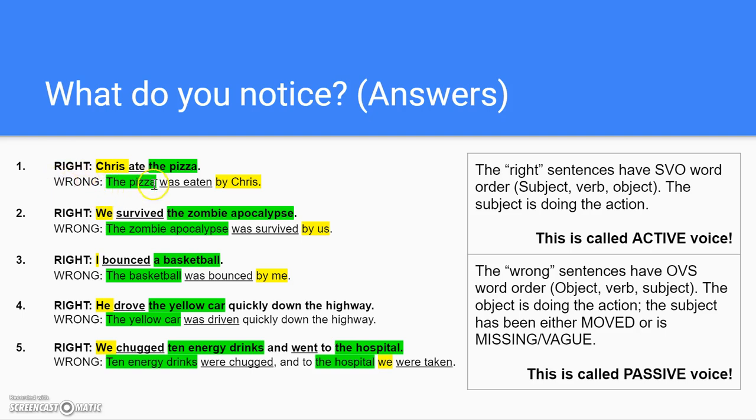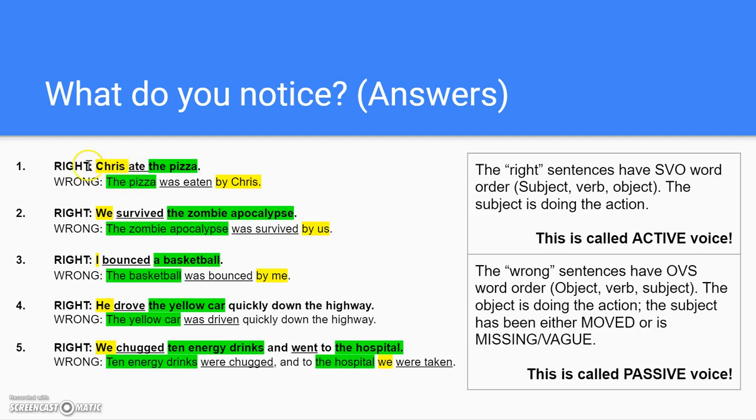In all the wrong sentences, the word order has been flipped around. The wrong sentences have OVS word order, object, verb, subject. It's the opposite. Now the object is doing the action. The subject has either moved to the end of the sentence or is now missing completely or is vague. That's passive voice, and in most writing situations we don't want this, which we'll find out in a minute.